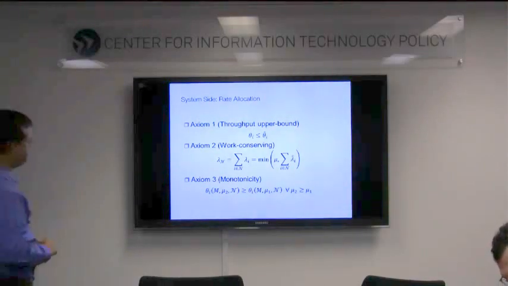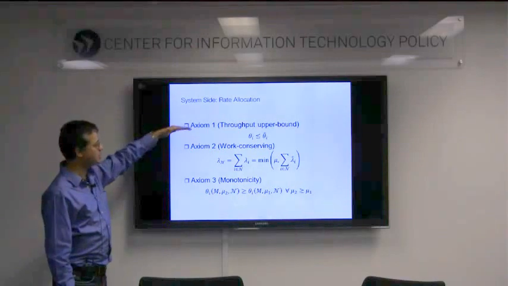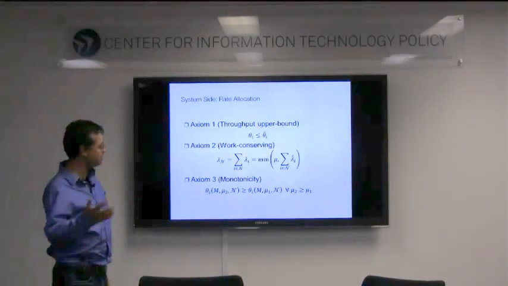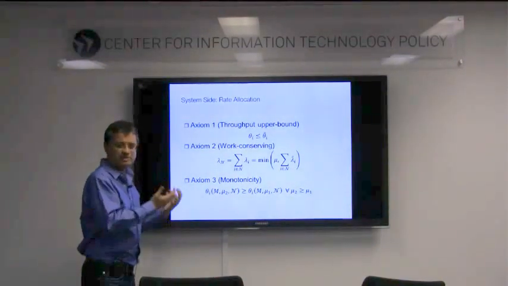All right. Yeah. So then we had a system side rate allocation where the throughput was upper bounded, the link was work conserving, there was some monotonicity property that if you increase the link capacity, then the throughput achieved is strictly increasing.